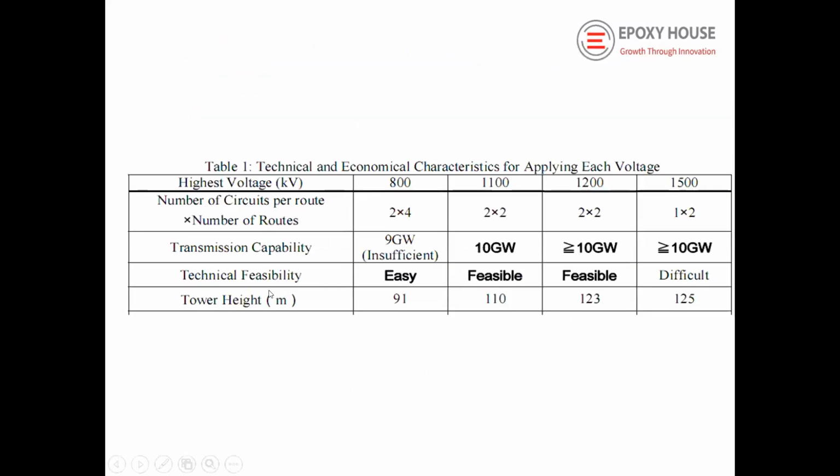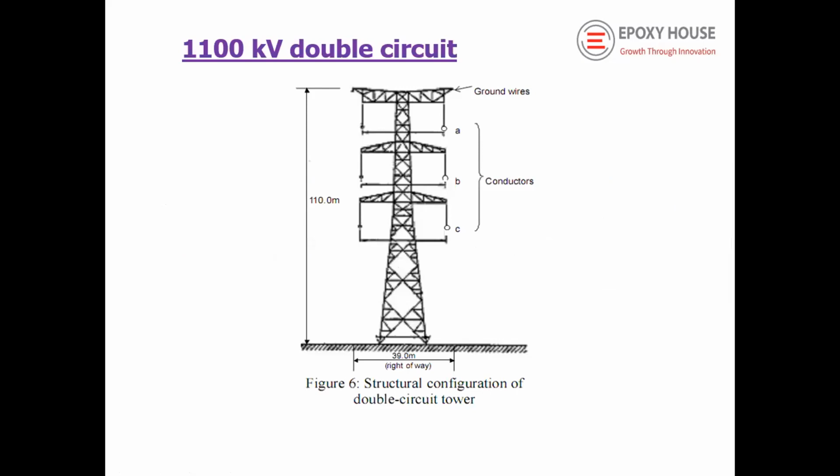So this is the double circuit line. When you increase the voltage from 800 to 1500, how much power is being transmitted over the line? At the same time, the height of the tower for 800 kV is about 91 meter, and for 1200 kV, it is 123 meter. With this, it is possible to transfer more than 10 gigawatt of energy with a double circuit. So this is a reference for the high voltage line, how this is constructed.